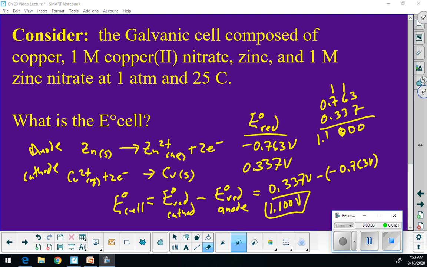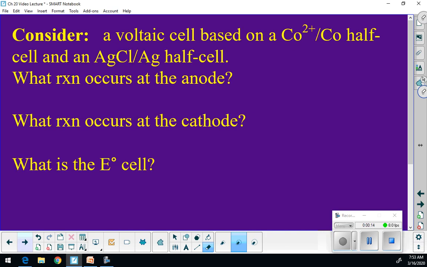Let us move on. We are talking about E cells, E prime cells, the standard cell potential, and we've done some pretty simple problems with that. Now let's get on with some others. Okay, so now it's really not hard. We're just putting together a puzzle now.